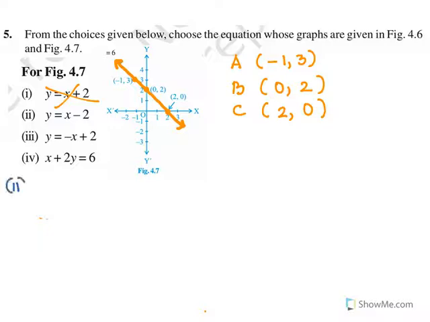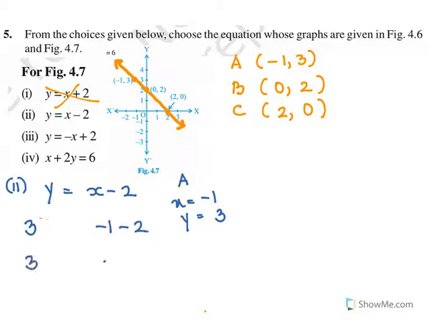Next, second, we are going to try for y equal to x minus 2. We'll start with A. For A, x is -1, y is 3. So for x, I will put -1. For y, I'll put 3. We know y is 3. And for x, I'll put -1, and this is -2. So this is 3 and -3. Is it equal? No, it's not equal. So this also we reject.